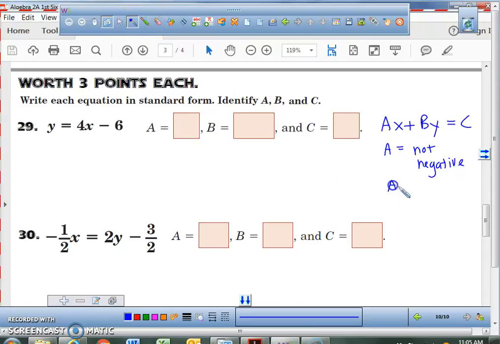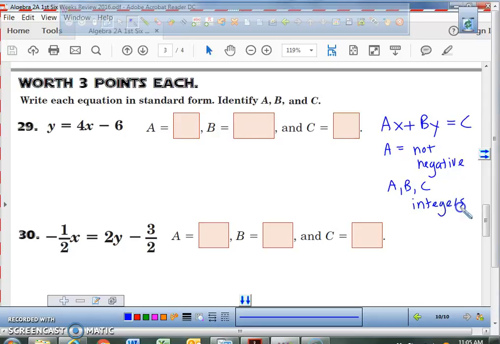Now, A, B, and C all need to be integers. They can't be decimals, they can't be fractions, which we've got a whole bunch of going on here. We'll figure that out a little bit. Then, also, what does the greatest common factor have to be between A, B, and C? 1.